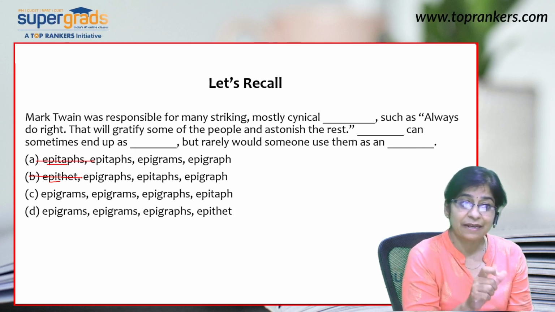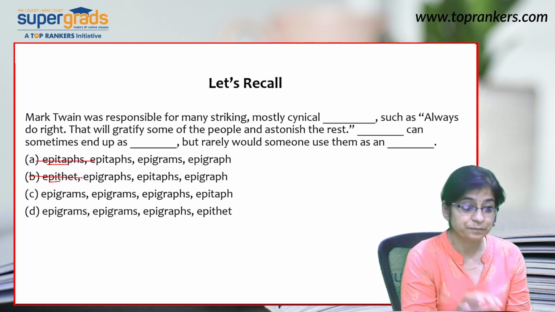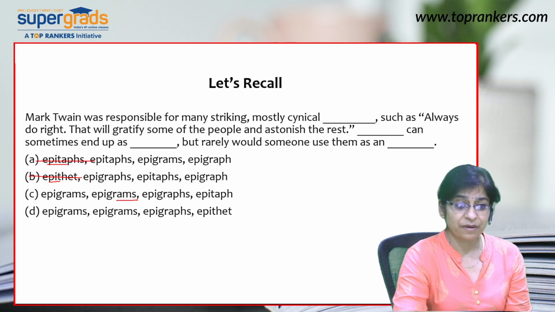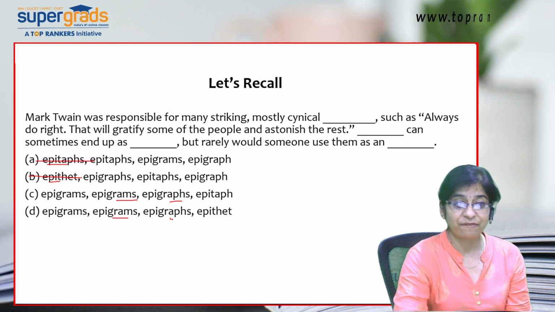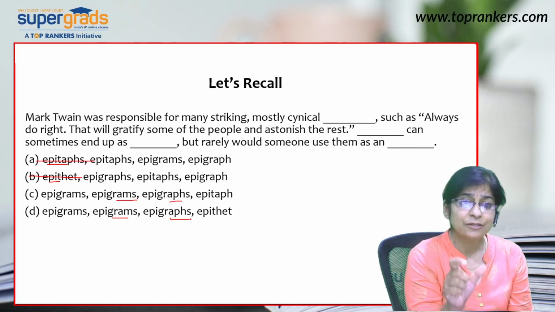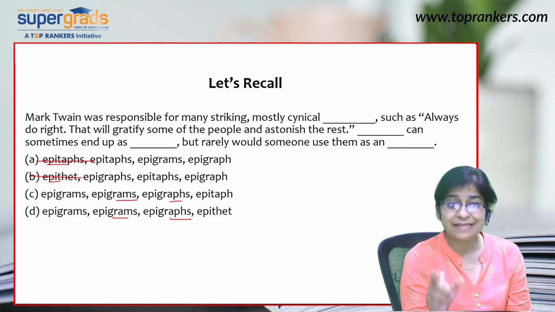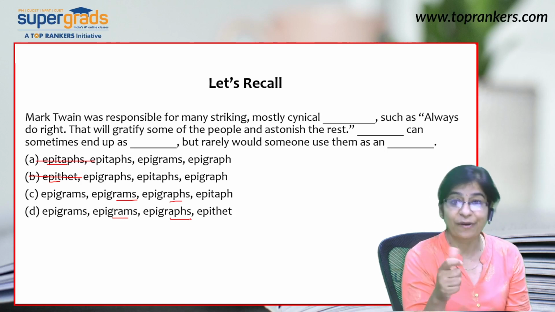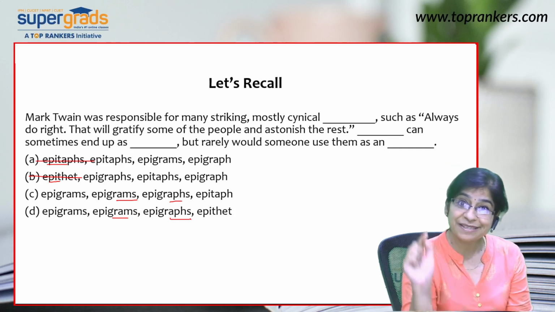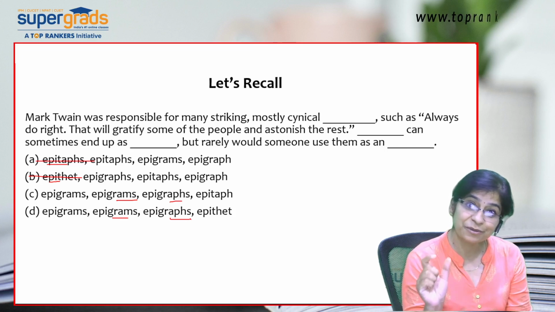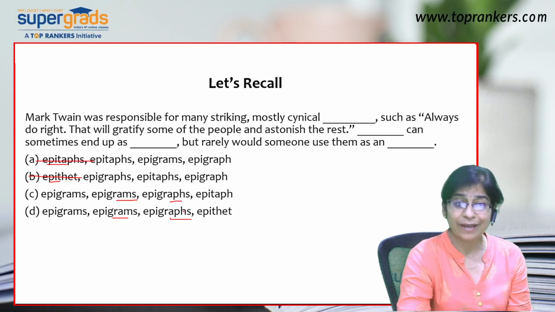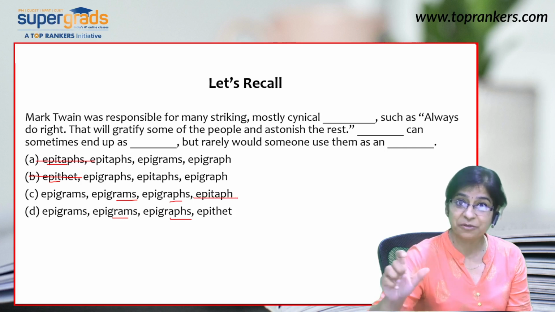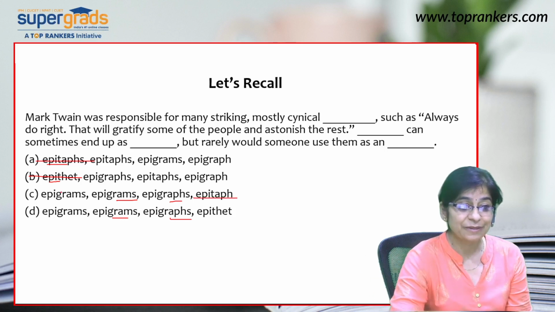Dash can sometimes end up as dash, but rarely would someone use them as in dash. Now see. Oh, the second option is epigram in both the cases and epigraph in both the cases. So makes our work easy. So epigrams can sometimes end up as epigraphs, but rarely would someone use them as an epitaph or epithet. Well, would somebody use this as an inscription on their tombstone or an adjective? Well, nobody would use them as an inscription on the tombstone. So the right answer choice here in this case is option C.